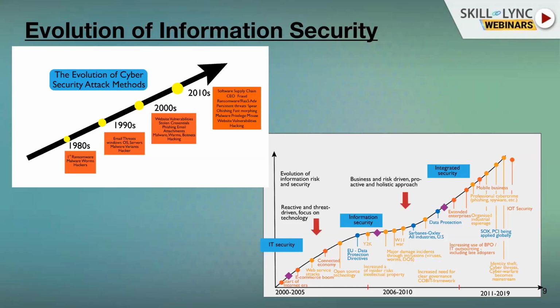Now in 2000, what happened is that websites were created, so website vulnerabilities started coming into the picture. Phishing emails, stolen credentials, and attachments are all vulnerable now, so we need to monitor all of these as well. Every organization will monitor the emails which go outside and inside the organization. Even Gmail does that. They check whether there is a virus in the email or not. And in 2010, software supply chain, CEO fraud, ransomware attacks, and many more, which are written there, website vulnerabilities, hacking and all.